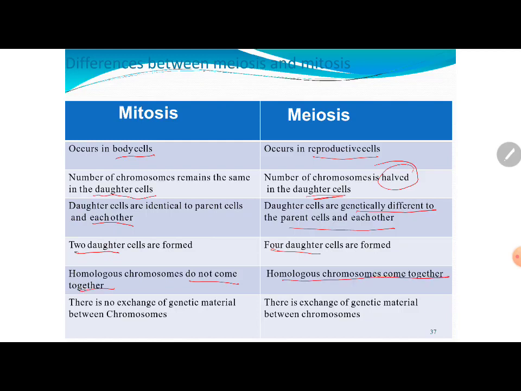In mitosis homologous chromosomes do not come together. In meiosis homologous chromosomes come together. In mitosis there is no exchange of genetic material. In meiosis there is exchange of genetic material.